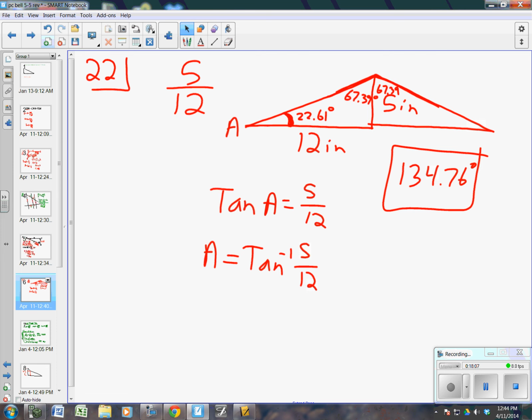Well, yeah, because you're just coming down the roof from the other side, right? So isn't that going to create the same angle? It's the same pitch over here, right? So you just add those two angles together to get the whole angle. Okay.